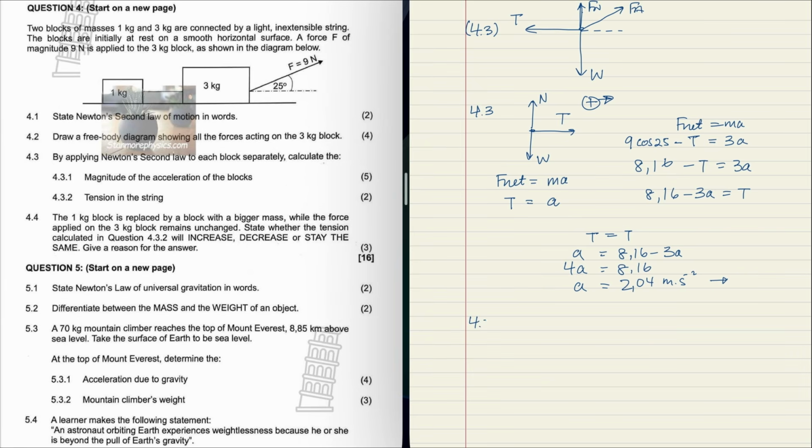Question 4.3.2, calculate the tension. So we know that tension from this formula is equal to acceleration. So if tension is equal to acceleration, it means that the tension is going to equal 2,04.